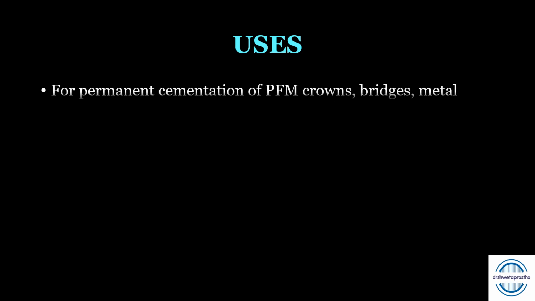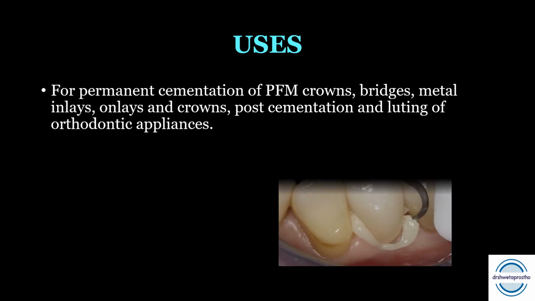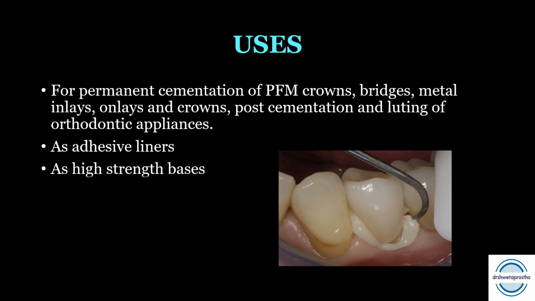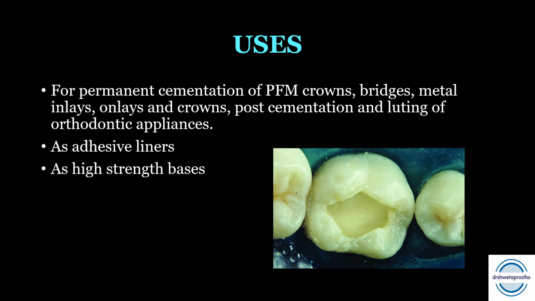Next, we come to the uses or applications of the resin modified glass ionomer cement. First, they are indicated for the permanent cementation of porcelain fused to metal crowns, bridges, onlays, inlays, all ceramic crowns, and also the luting of orthodontic appliances. Second, they are used as adhesive liners for amalgam. They are also used as high strength bases. In some cases, they are also used as provisional restorations.